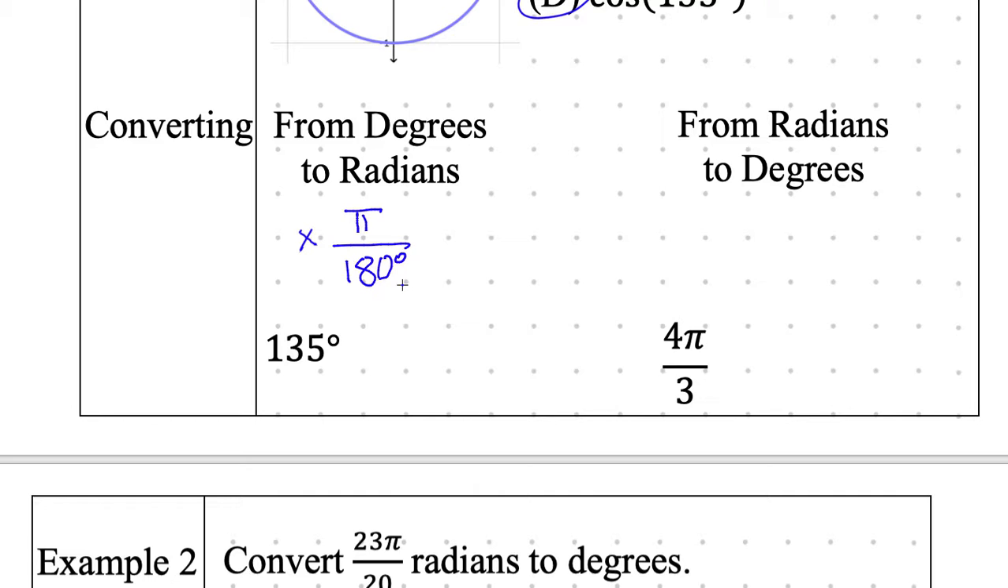Okay. Multiply by pi over 180 degrees. So this is how I do that. I multiply this by pi over 180 degrees. The degrees, this little circle on the top right, cancels off. Then I need to simplify.